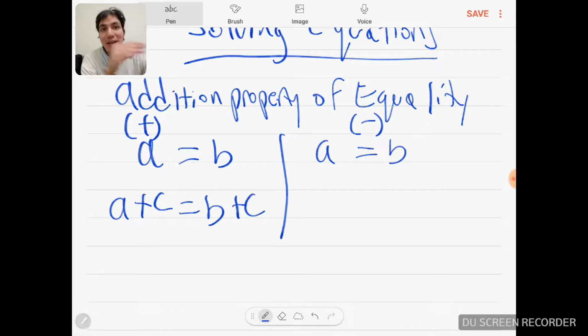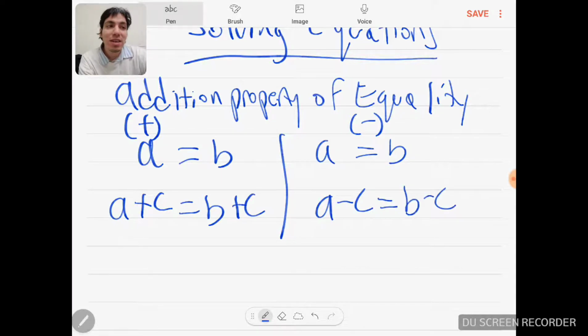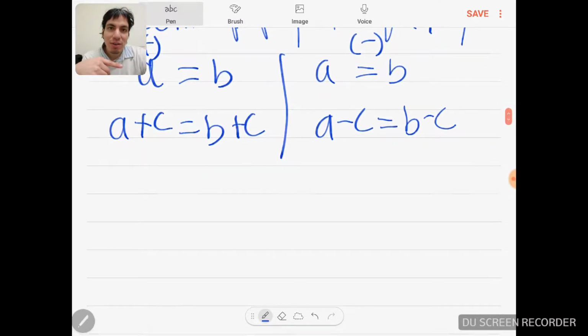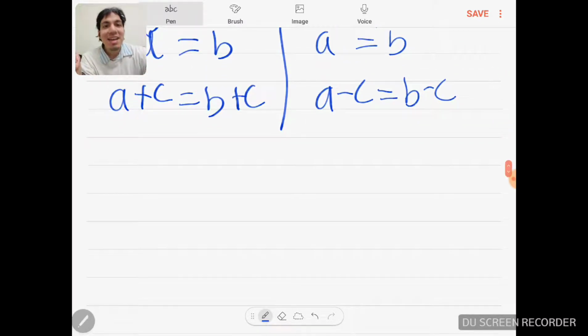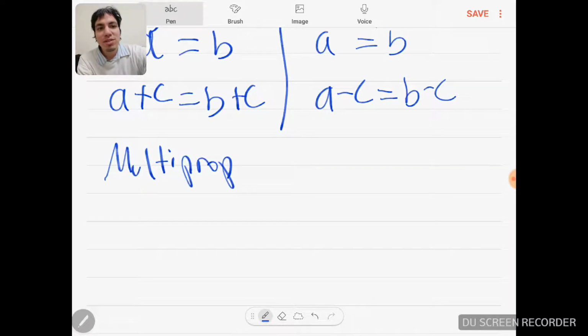Same goes for subtraction. If I subtract a C on one side, I have to subtract a C on the other side. So if I subtract a C on the A, I have to subtract a C on the B. That makes sense.